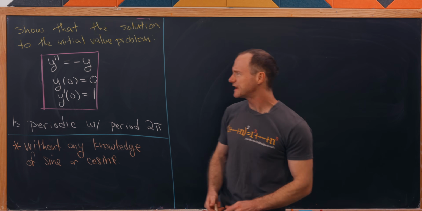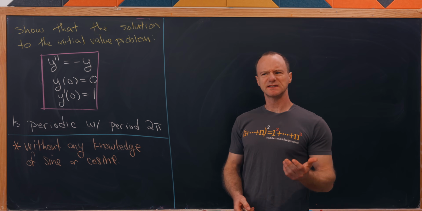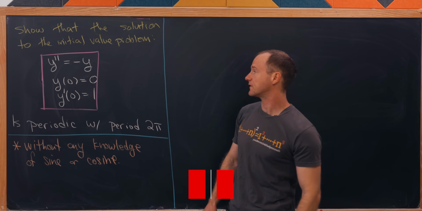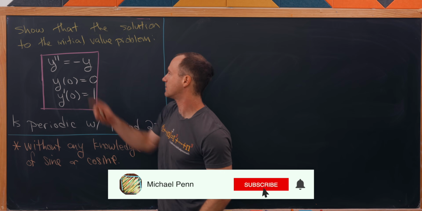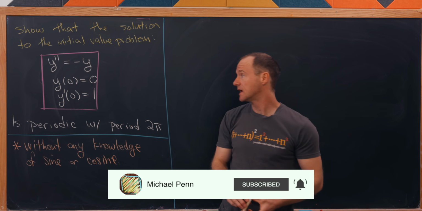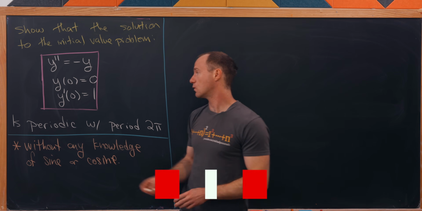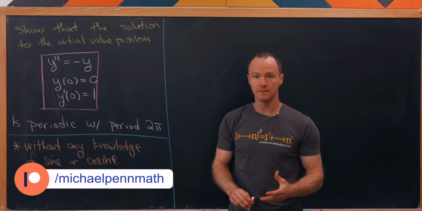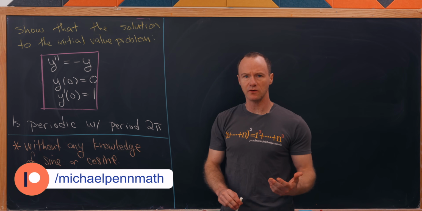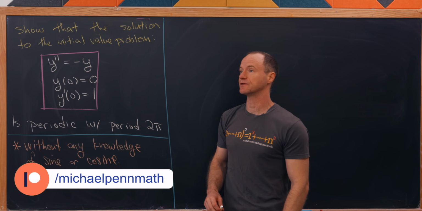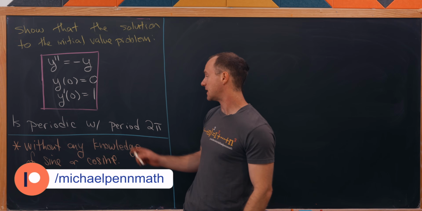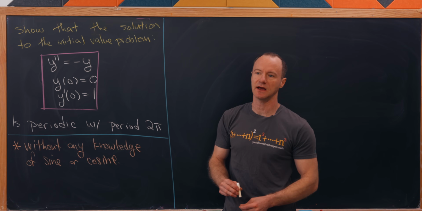Today we're going to play a pretty interesting game. We're going to consider a fairly simple initial value problem given by y double prime equals negative y, and y of 0 is 0, y prime of 0 is 1. And we're going to show that the solution to this initial value problem is indeed periodic with period 2 pi.